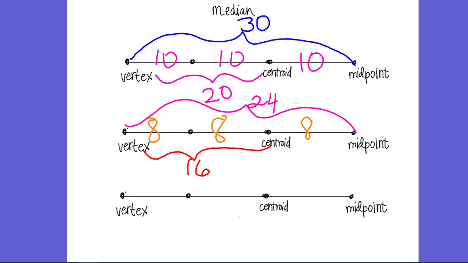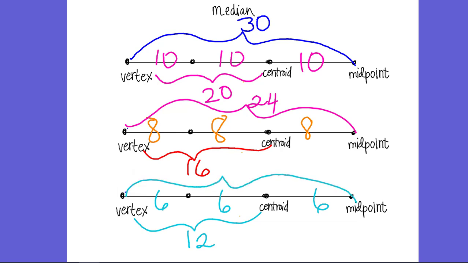Or another scenario would be, what if I gave you that from the vertex to the centroid? What if that was maybe something like 12? Well, that's my 2/3 part. So each of the thirds would be 6, so I'm going to divide it by 2. 12 divided by 2, each of those pieces would be 6, which would then make the distance from the centroid to the midpoint 6. And so then the whole thing would be 18.